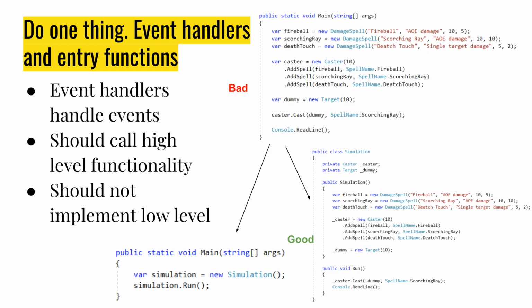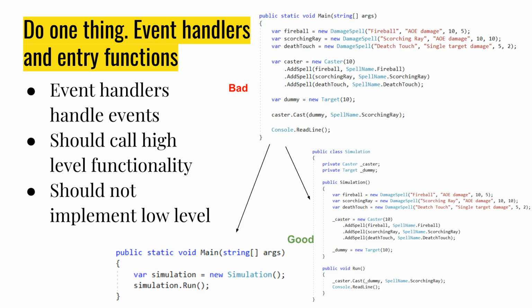When you have events and entry functions or functions which happen at a certain point, for example in a Windows Forms application or in any other application really, as long as the main method is exposed, you can put essentially your whole application's logic in it, but you should not.